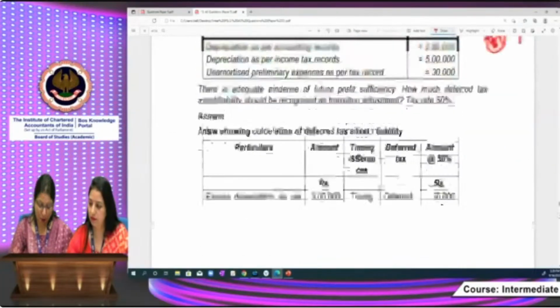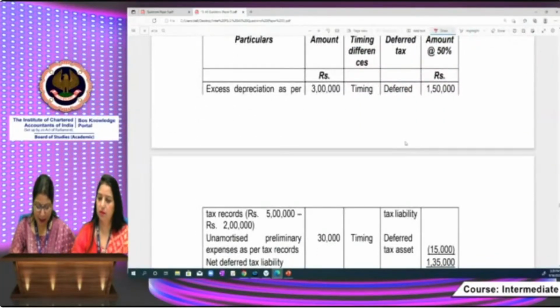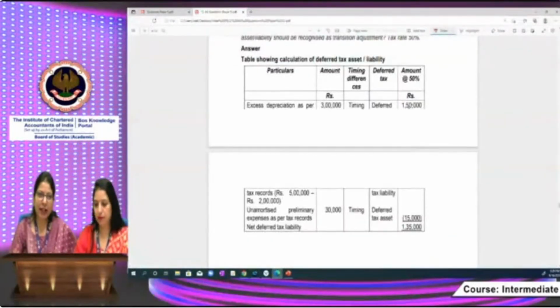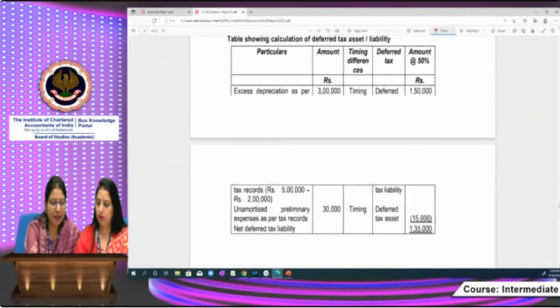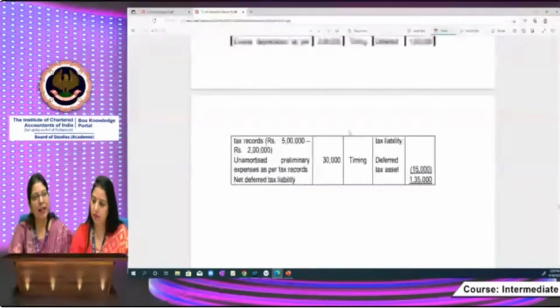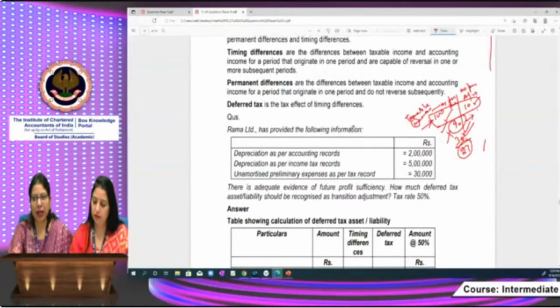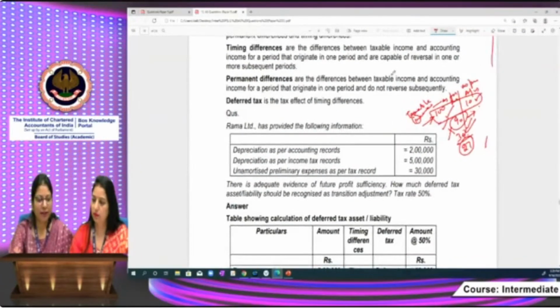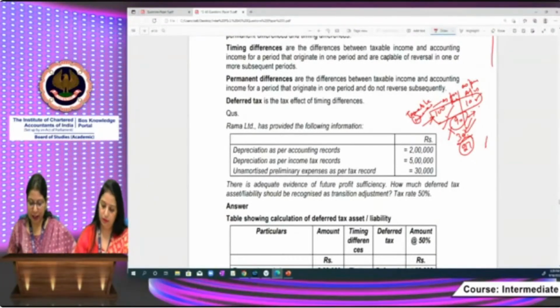And there is some amount which is unabsorbed preliminary expenses as per tax record. It means under accounting income, we are providing the 30,000 as deduction, but as per tax laws, this deduction is not being allowed by the authorities. So what will happen? It will again have a deferred tax impact of 30,000 into 50%, that is 15,000, will be the deferred tax impact of that.